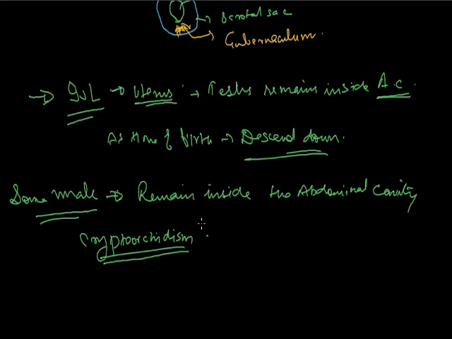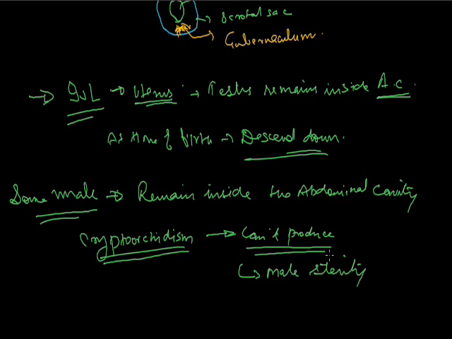If the testes are inside the abdominal cavity, then what will be the effect on the male? We can understand. As I told you in the beginning, the testes produce the sperm, and the sperm require a lower temperature than the abdominal cavity. If the testes are present inside the abdominal cavity, the testis cannot produce the sperm, or if it is producing the sperm, the sperm cannot survive, and this will produce male sterility. So these are the symptoms of cryptorchidism.